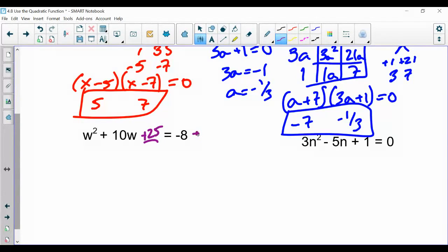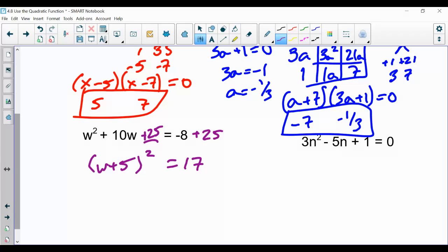And if you do it to one side, you have to do it to the other. So on the right side over here, -8 plus 25 would be 17. And this left side is going to factor. And remember, it's called completing the square because this is always going to factor into something squared. What multiplies to 25 that adds to 10? It's going to be +5 and +5. 5 times 5 is 25. 5 plus 5 is 10.